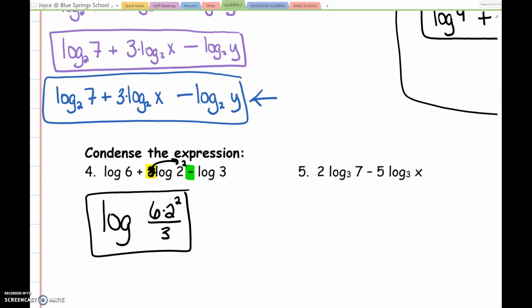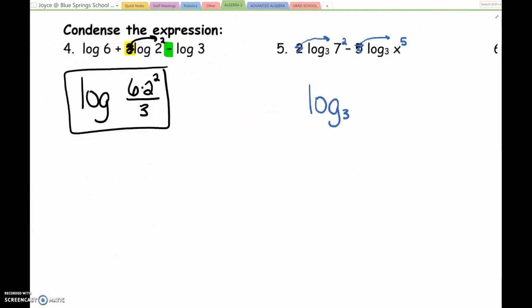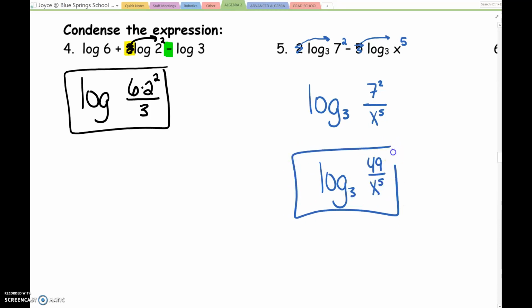Do you feel like you could try number 5 on your own? Try number 5 on your own. Pause the video, give it a try. The first thing, the 2 in front goes back as a square, so that's 7 squared. The 5 goes back as an exponent, that becomes x to the 5th. 7 squared, that's going to go on top, and I don't care if you write 7 squared or if you write 49. And on the bottom, x to the 5th. X to the 5th comes from a log that was negative, so that one goes on the bottom. So technically your final answer would be log base 3 of 49 over x to the 5th.